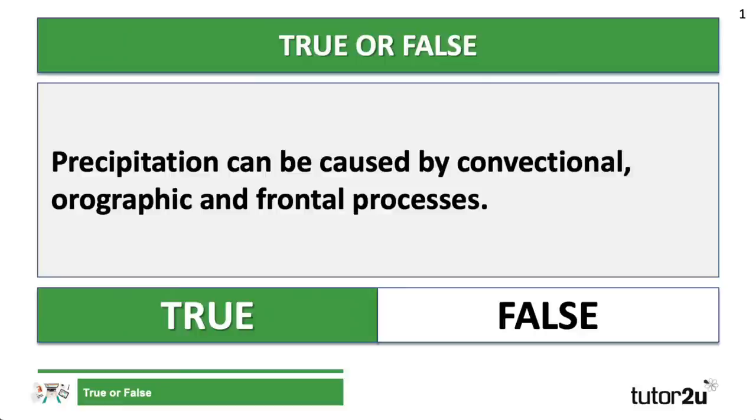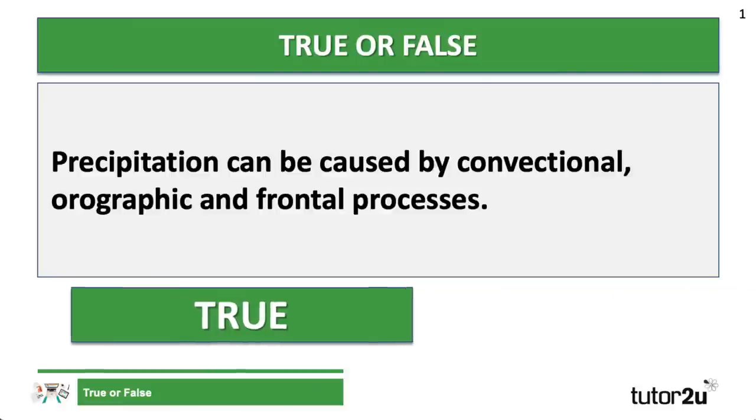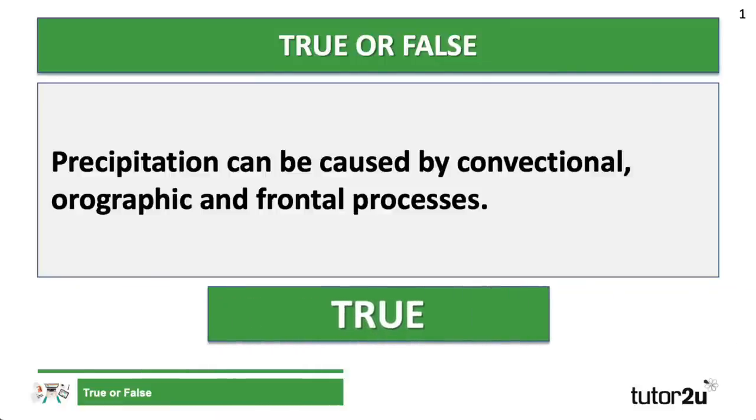Got quite a few people saying true. John, can we see the answer? Absolutely right. So that is true. And it's important to understand what causes variation in processes of condensation and precipitation at a global scale. You'll have studied the tricellular atmospheric model, no doubt, and that'll stand you in good stead. But just having some idea of the way that precipitation is created.